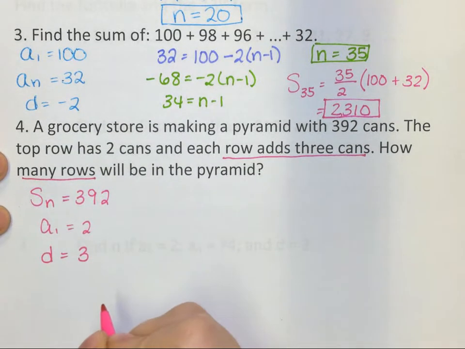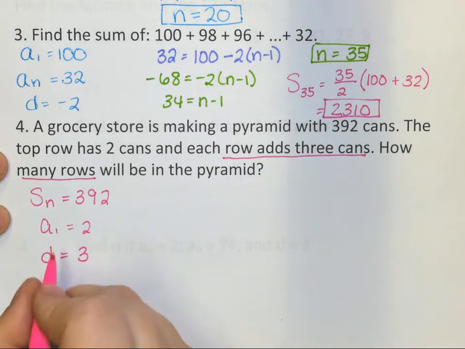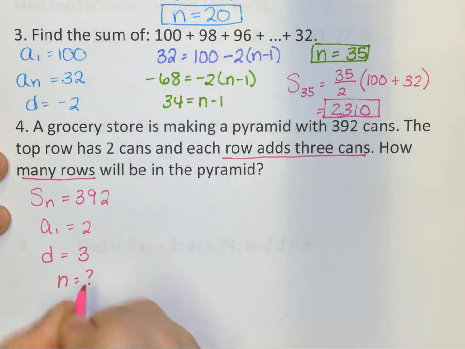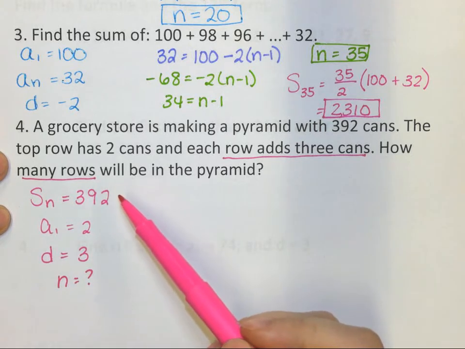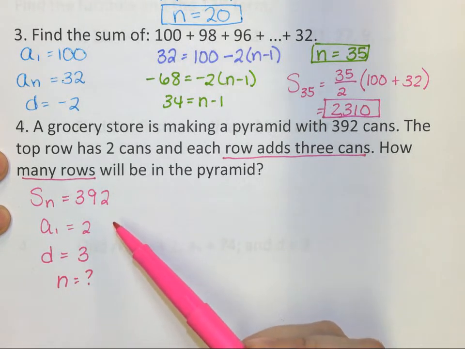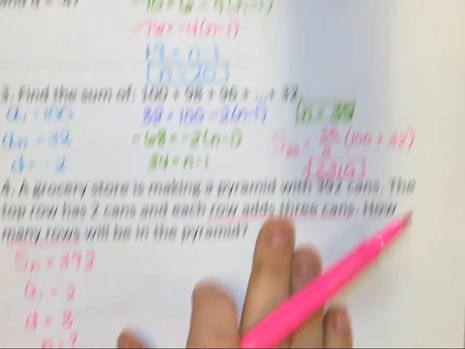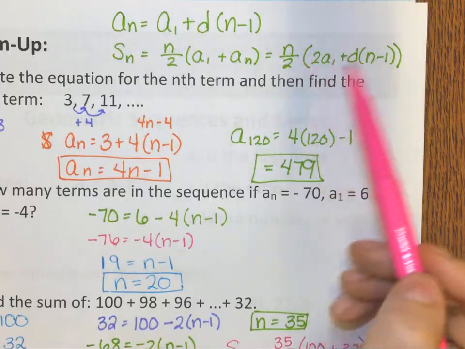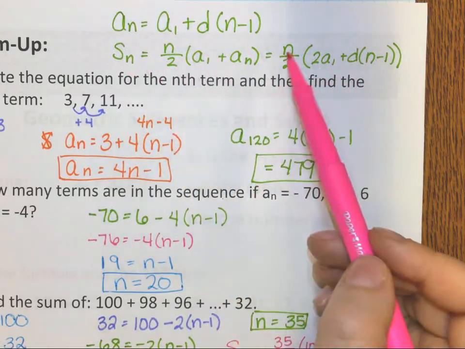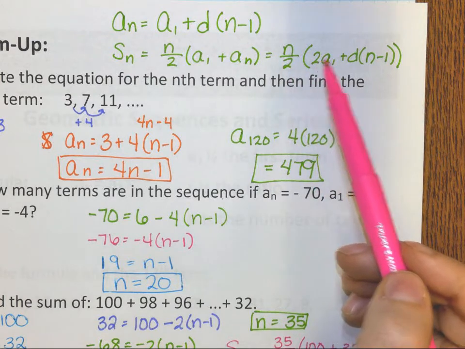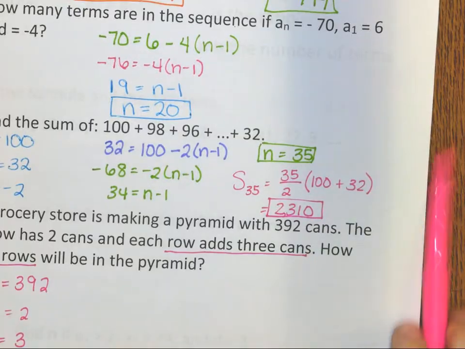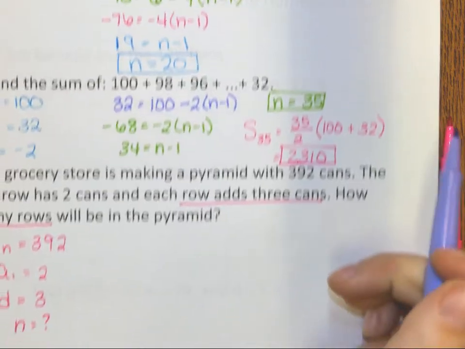How many rows? So what thing represents how many rows? N. N is what we're looking for. So we want an equation that ties sum, first term, difference, and n. So I'm going to use this formula right here. Sum, number of terms, first term, difference, and n. You can only have one variable in the equation to solve for.